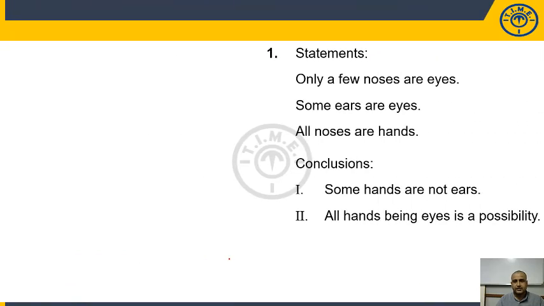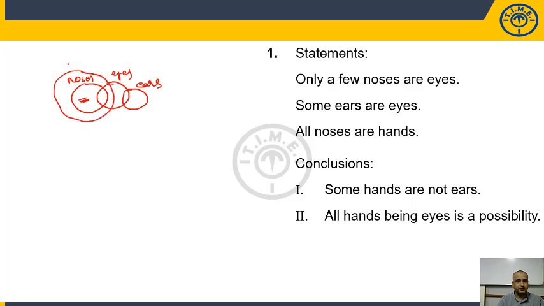For the given statements, let us draw the basic diagram. The first statement is: only a few noses are eyes. So only a few noses are eyes means definitely some part of the noses should be outside the eyes. So this complete part cannot go inside the eyes. And some ears are eyes. All noses are hands. All noses should be within the hands. So this is the basic diagram for the given statements.